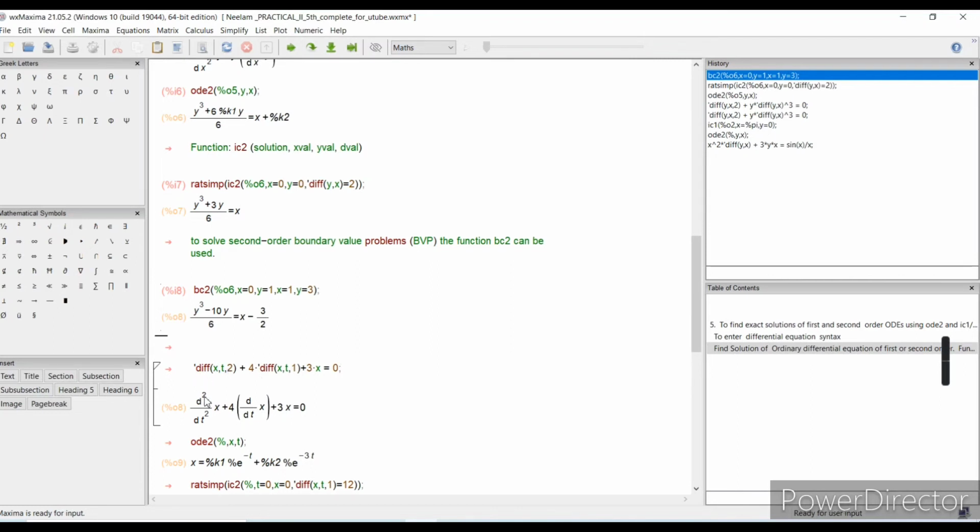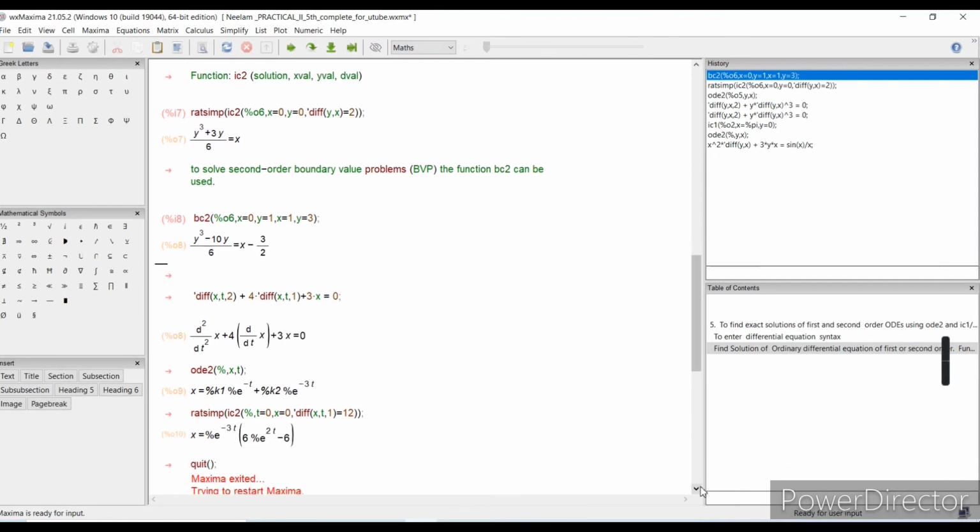I gave you this differential equation, d square x by dt square plus 4 dx by dt plus 3x is equal to 0. It's a homogeneous linear differential equation with constant coefficients. It's your exercise question. I use here the initial conditions: when t is equal to 0, x is equal to 0 and dx by dt at 1 is equal to 12. I use it here.